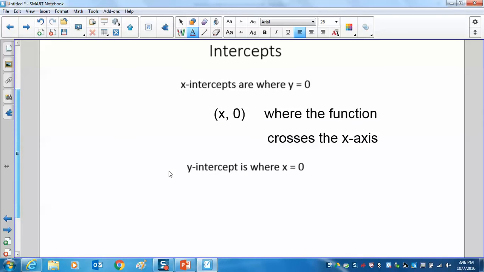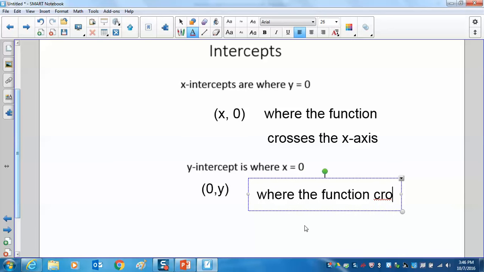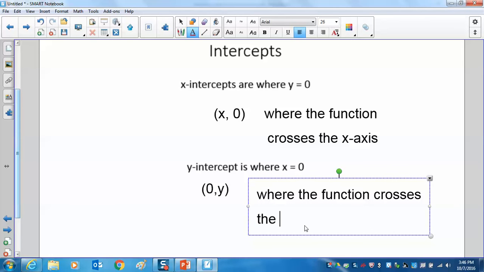Y-intercepts are the reverse. Our y-intercept is where our x value is 0. So we could write it as an ordered pair 0 comma y. On a graph, our y-intercept is where the function crosses the y-axis.